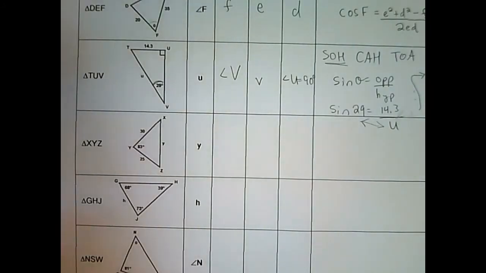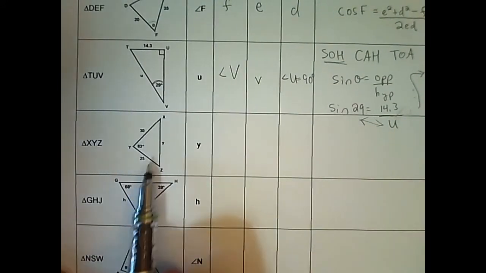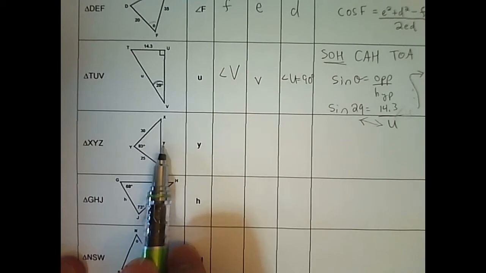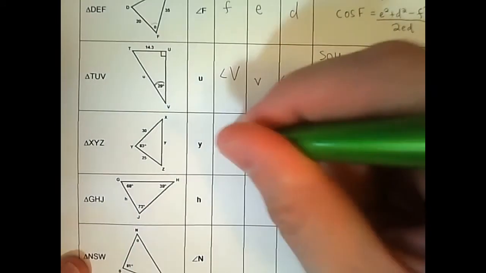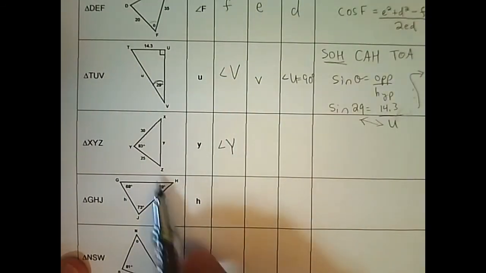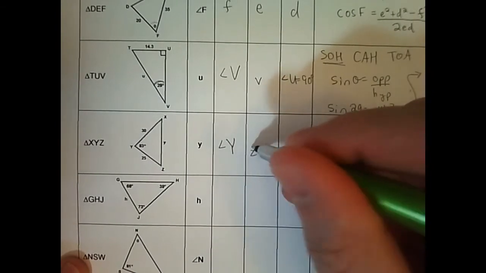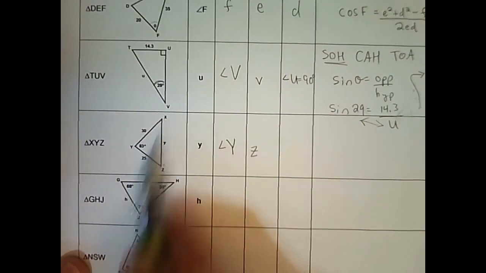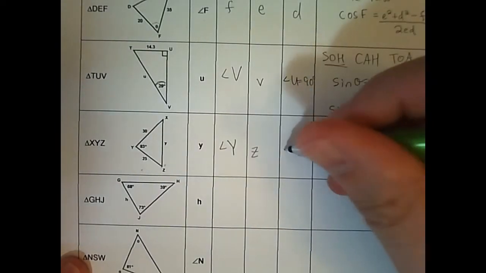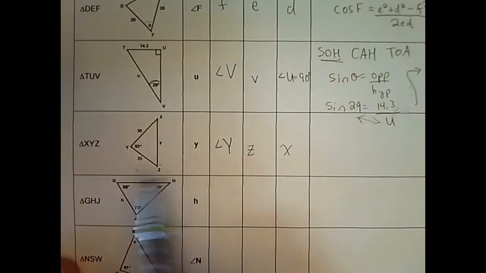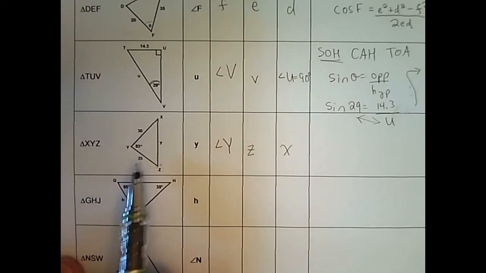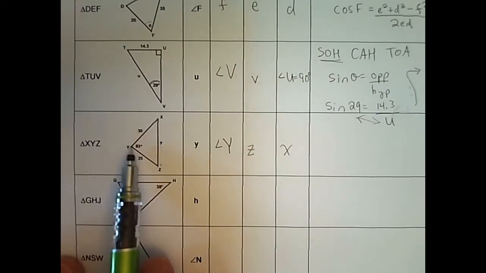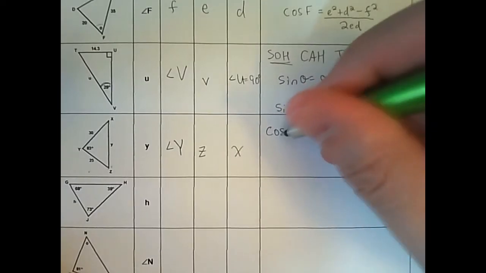Alright, triangle x, y, and z. Well, I'm trying to find side y. I have angle y. I also have side z, because that's opposite of angle z, and side x, which is opposite angle x. So I already see 2 sides and the contained angle in the middle. 2 sides and a contained angle. So that automatically means I have to use cosine law.